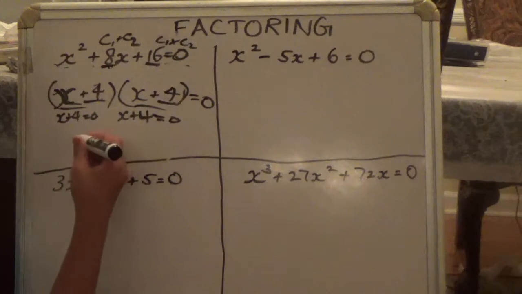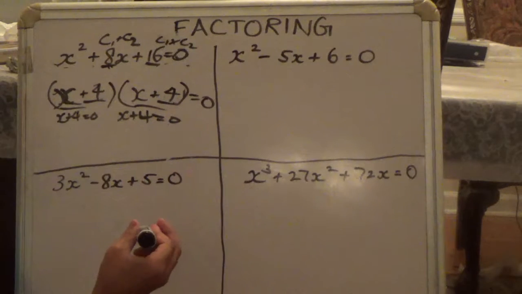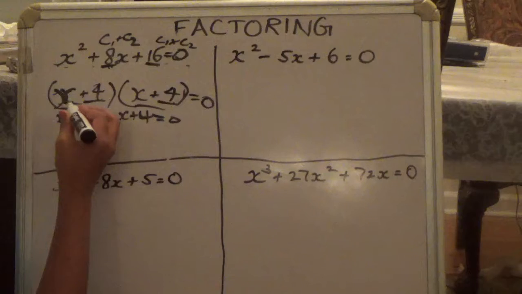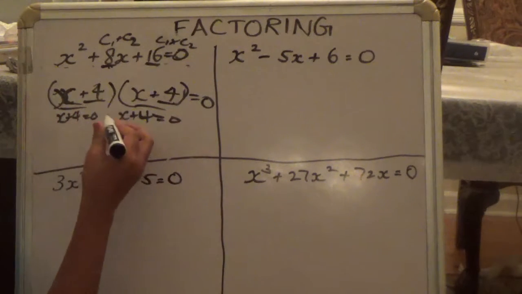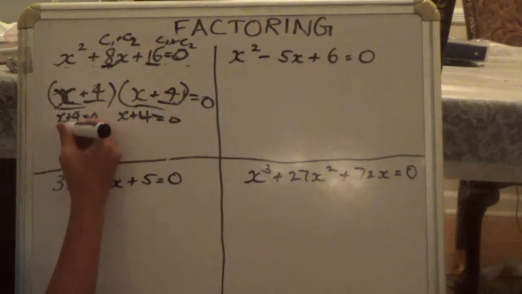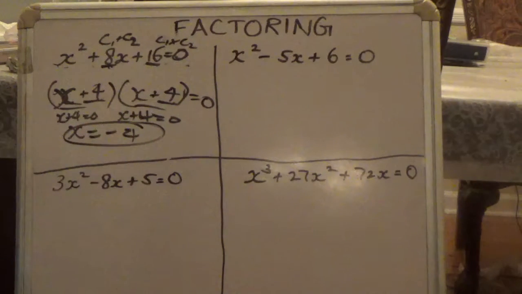Okay. So x plus 4 equals 0. What the zero product property says is whenever you have x plus 4 times x plus 4 equals 0, then each of the individual things is 0 also. So x plus 4 is 0, x plus 4 is 0, x equals negative 4, and we shall move on. Okay.